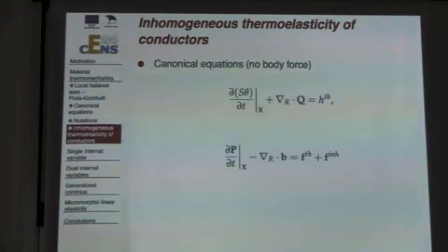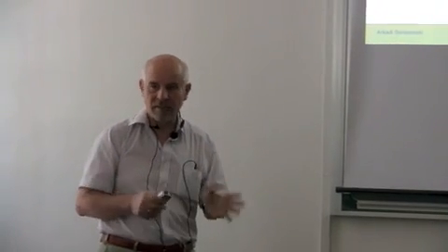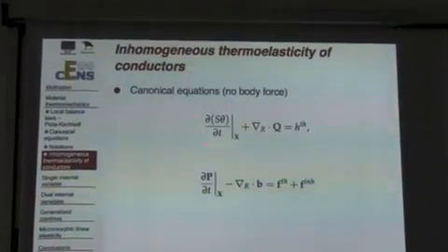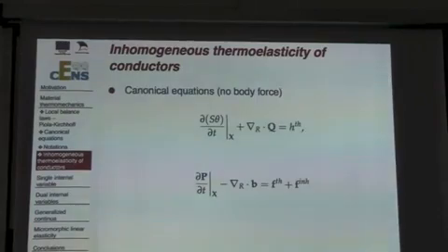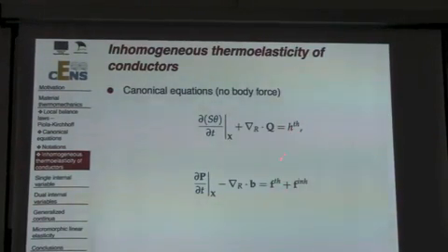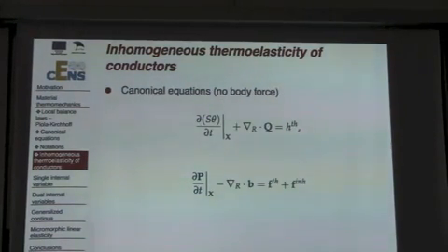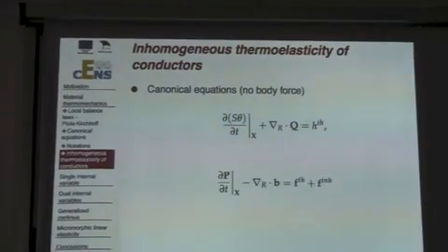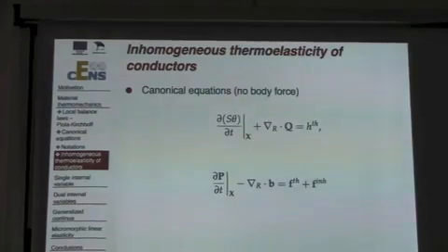So then we can write down the canonical equations without body force, which are canonical in the sense that they don't change their structure if, for example, we change the system of coordinates. They are really canonical. So they have this simple form. We have the time derivative and some divergence, and in the right hand side we have the heat source or the configurational forces. It is not the real forces, but configurational forces, which means that they cannot be really measured or understood. Okay?